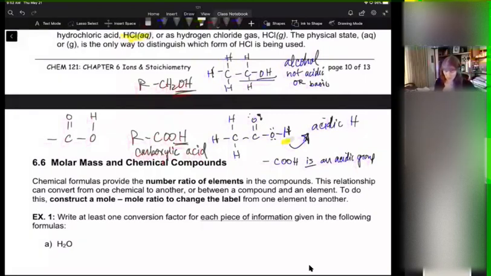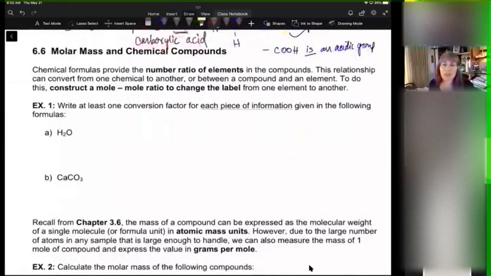Okay, so next up we're going to get back into some mathematical stuff. So please review here. So we've seen molar mass before.